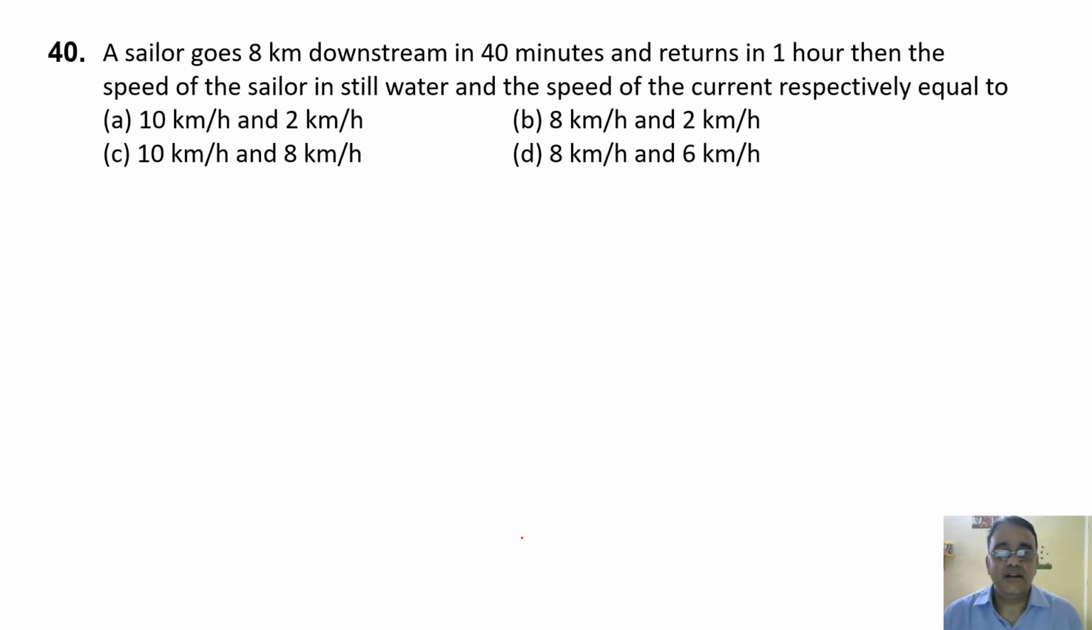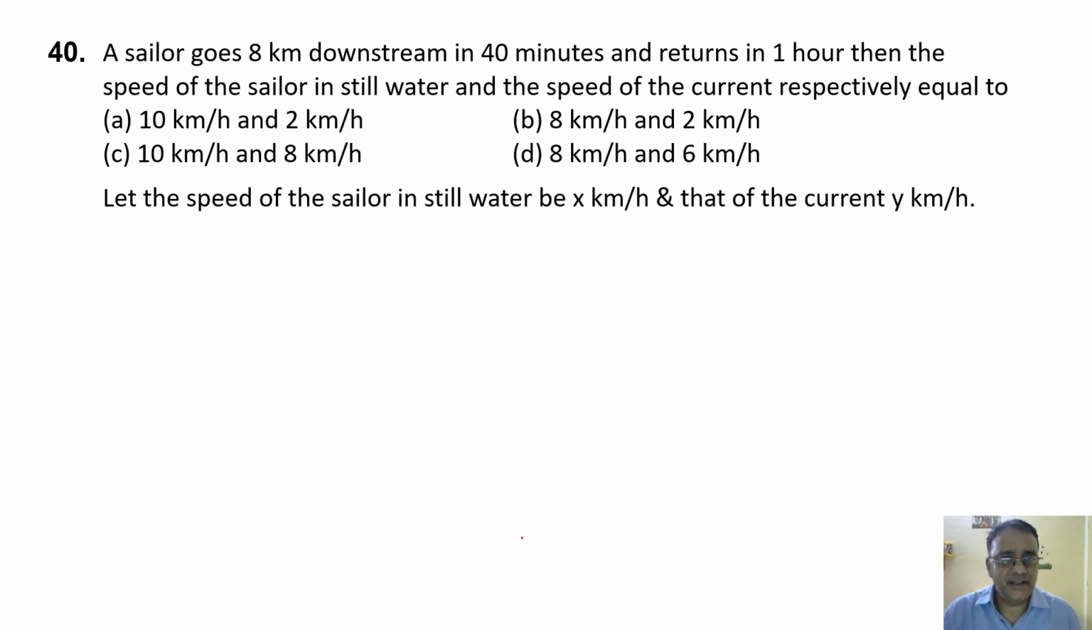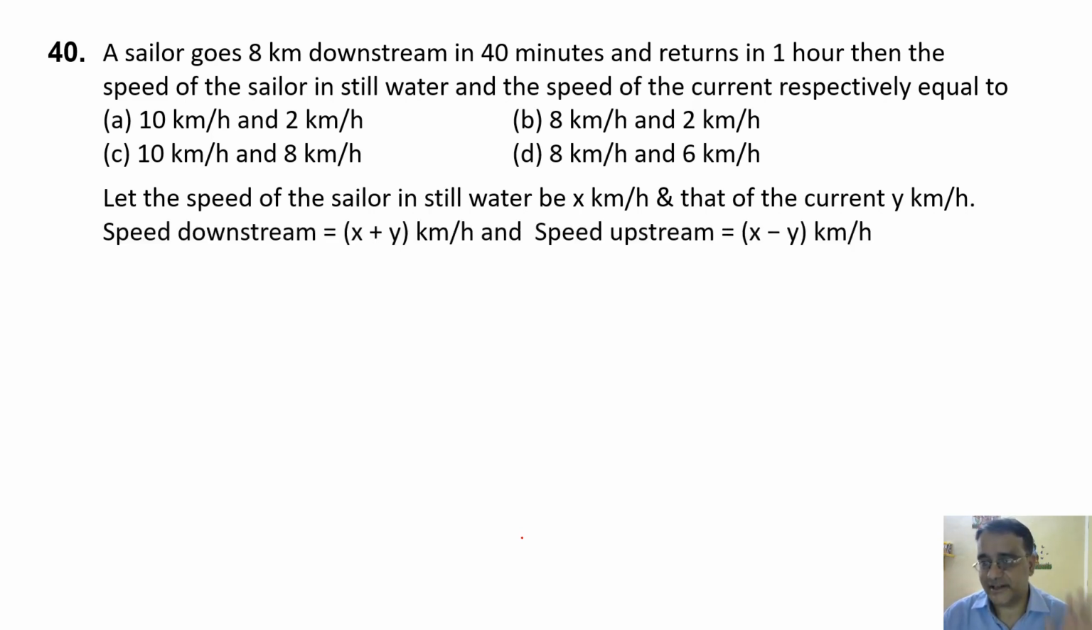A sailor goes 8 kilometers downstream in 40 minutes and returns in 1 hour. Then the speed of the sailor in still water and the speed of the current respectively equal to. Right. So let the speed of the sailor in still water be x and the speed of the current be y. Okay, so what is the speed in downstream? X plus y. Very good. In upstream? X minus y. Right.